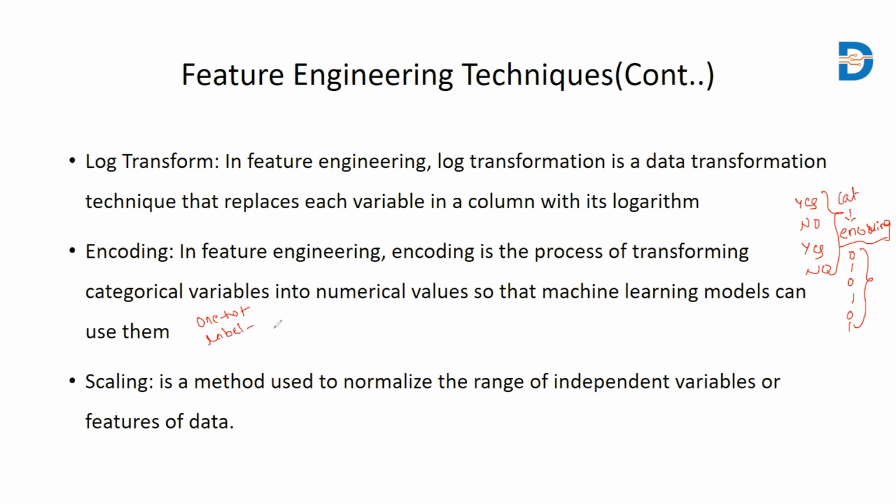Coming to scaling. What is scaling? Scaling is a method used to normalize the range of independent variables or features data. Sometimes we get some values like 2, 3, 4, but some features with 2000, 4000, 5000. So there is a huge variation between the values. In such cases, we take the help of scaling to normalize these values into a particular range, maybe from -1 to 1, so that it is easy to build the models.